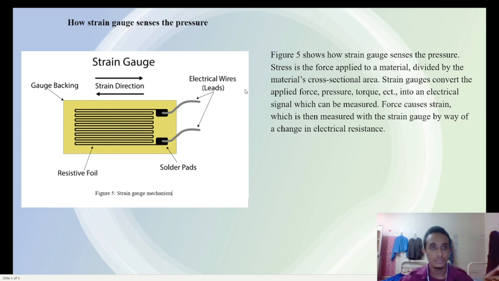Last but not least, how strain gauges sense the pressure. Figure 5 shows how strain gauges sense the pressure. Stress is the force applied to a material divided by the material's cross-sectional area. Strain gauges convert the applied force, pressure, torque, etc. into an electrical signal, which can be measured. Force causes strain, which is then measured with the strain gauges by way of a change in electrical resistance. I think that's all from me, and thank you very much.